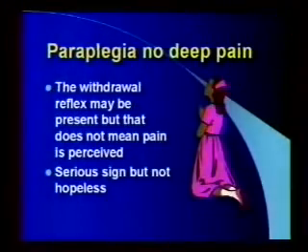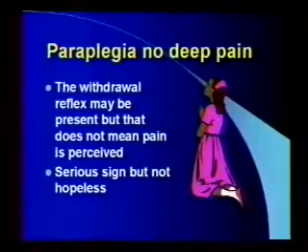If they have paraplegia and no deep pain, that's a very serious sign. Now, it's not hopeless, but it's a very serious sign. But it needs to be evaluated closely because they might still have the withdrawal reflex. All the time I get veterinarians that say, oh yeah, he's got deep pain. He pinches the toe and he pulls the leg away. That does not mean he is consciously perceiving the pain. That only tells me that the spinal reflex is intact.